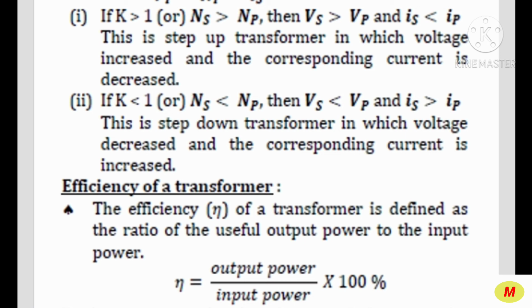Note it down. Next one is about the efficiency of transformer. The efficiency of transformer is defined by the ratio of the useful output power to the input power. The ratio of the output power to the input power is defined as what? Efficiency of the transformer, which can be written as eta is equal to output power by input power into 100%.